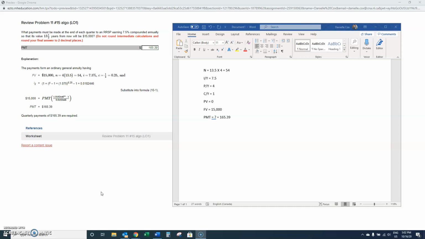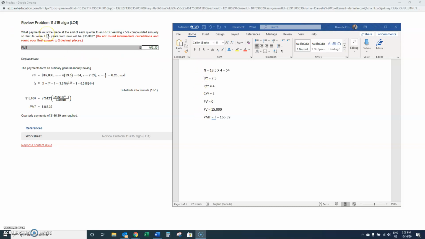So for this one, what payments must be made at the end of each quarter to an RRSP earning 7.5% compounded annually so that its value 13 and a half years from now will be $15,000? So again, you don't round till the end and then you round to 2 decimal places. So I wrote out all my fields here.